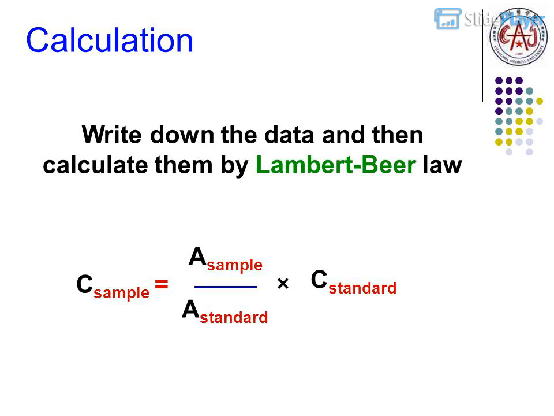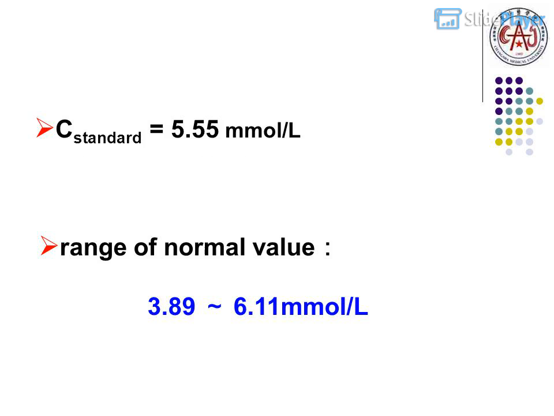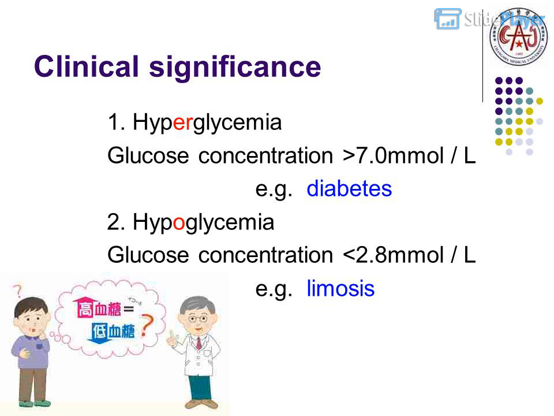Calculation: sample equals A sample over A standard times standard. Standard equals 5.55 mmol/L. Range of normal value: 3.89 to 6.11 mmol/L.